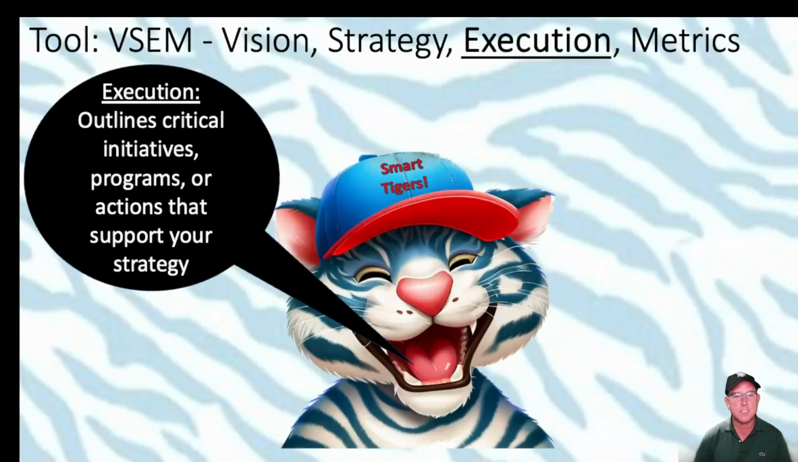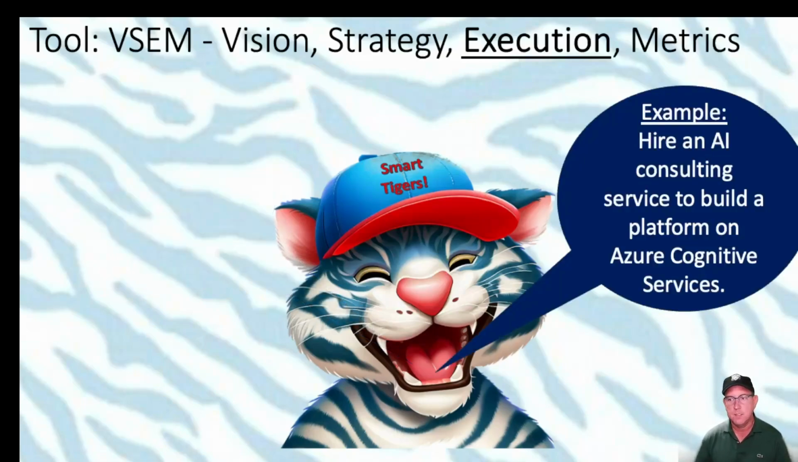All right, execution. This is where the rubber hits the road. It outlines your critical initiatives, the programs, actions you need to take to support the strategy. Right? An example that we could use is, all right, as part of our execution for our Tiger Coffee Company, we're going to hire an AI consulting service to build a platform on Azure Cognitive Services. All right, very tactical. But it has to support the strategy and the strategy has to support the vision.